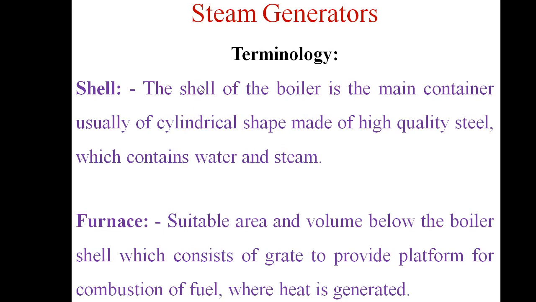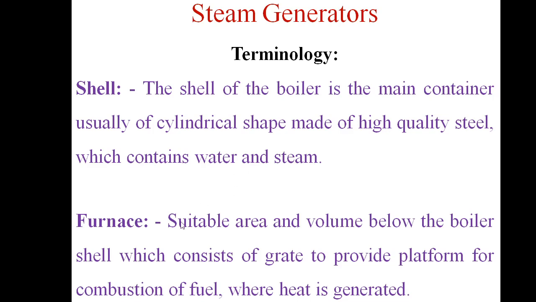Then coming to the terminology, the first term is shell, the boiler shell. The shell of a boiler is the main container, usually made in a cylindrical shape from high quality steel, which contains water and steam both, and it has to withstand very high pressure and high temperature. The boiler shell is a cylindrical object made of steel, and it is subjected to high temperature and high pressure and contains water as well as steam.